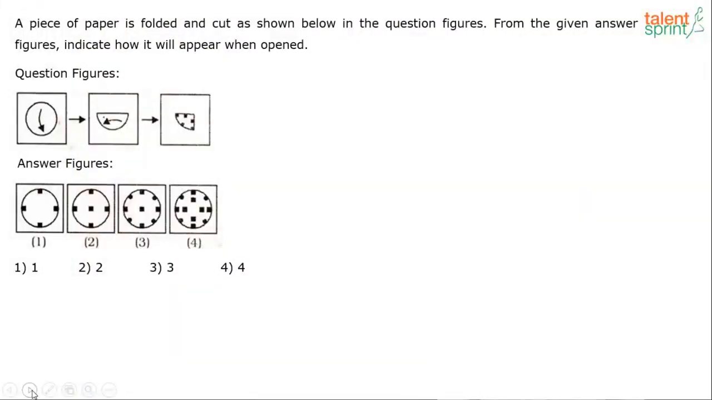Look at this one now. A question on paper folding and paper cutting. It says a piece of paper is folded and cut as shown below in the question figures. From the given answer figures, indicate how it will appear when opened. So you know the process, right? We have videos on paper folding and paper cutting. You can just follow that. So there is a circular piece of paper, which is folded into a semicircle. Then it's folded into a quarter circle. And then these cuts are made. These black things you see, right?